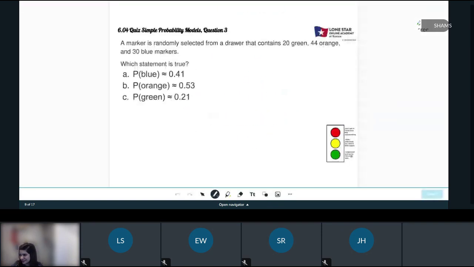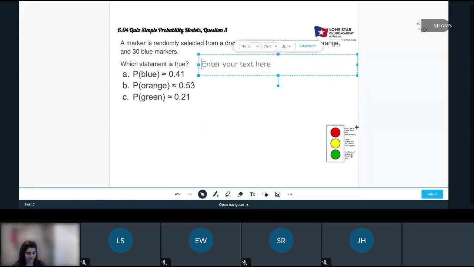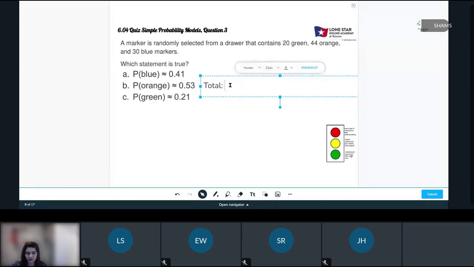Question 3 will really require us to work a lot because we have to find for each and every color. Step 1, as always, let's find the total. There are 20 greens, 44 orange, and 30 blue. Altogether, 94. This question also allowed you a calculator. Okay, this is 94 total.